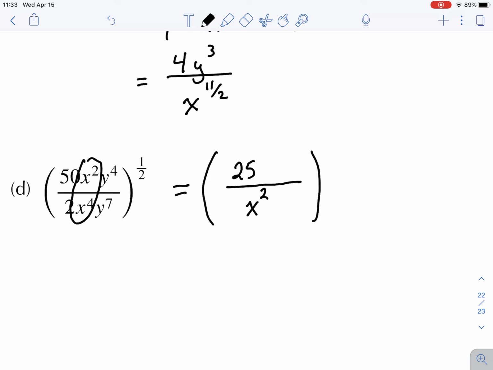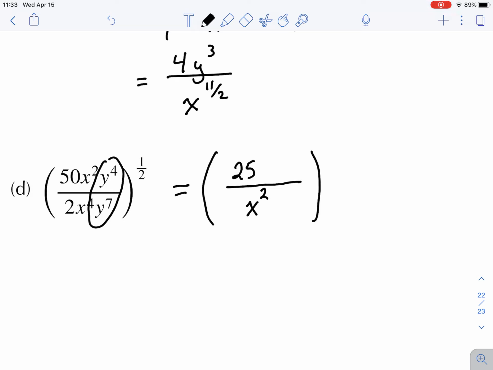To kind of see how that works, there's more x's on the bottom than there are on the top. There's more x's in the denominator than there are on the top. So when we cancel them out, we'll be left with 2 x's in the denominator, no x's left on top. This only works if all your exponents are positive.